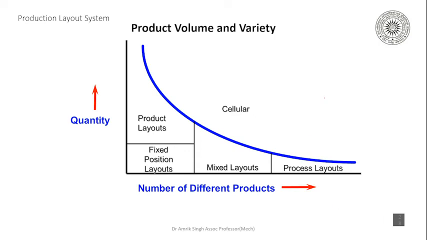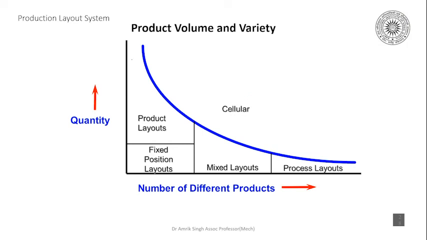So one more graph. Here the quality is there and the number of different products. If the number of different products is low and the quantity produced is not very high, then we will go for the fixed position layout, because the things are to be made, equipment has to be taken to the remote place. If the quantity is high, then we have to go for the product layout. And here if it is more, then we go for the mixed layout, and if it is high, then go for the product. So you see, this type is a cellular layout.